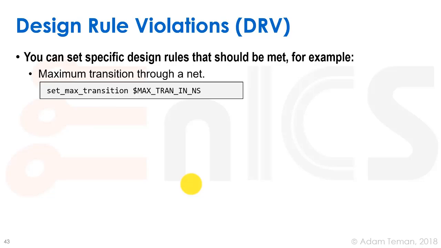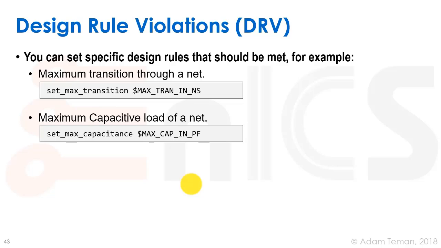So we have three major types of design rule violations. One is the transition of a net. We can write set_max_transition and give it some number in nanoseconds, and the tool will check that no net has a larger transition, a T-rise or a T-fall, above this constraint. You can do set_min_transition as well. Then maximum capacitance: you would do set_max_capacitance and say what the maximum capacitance is.